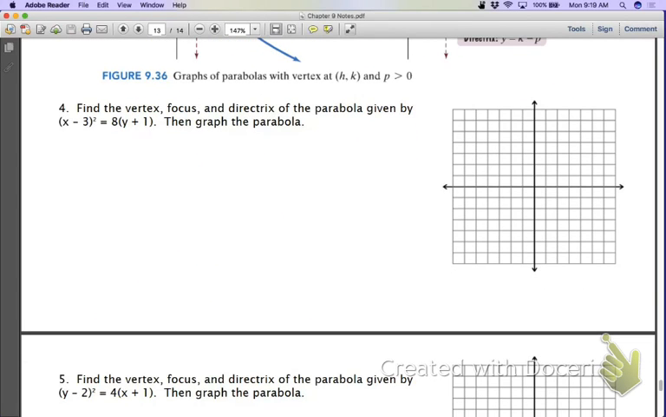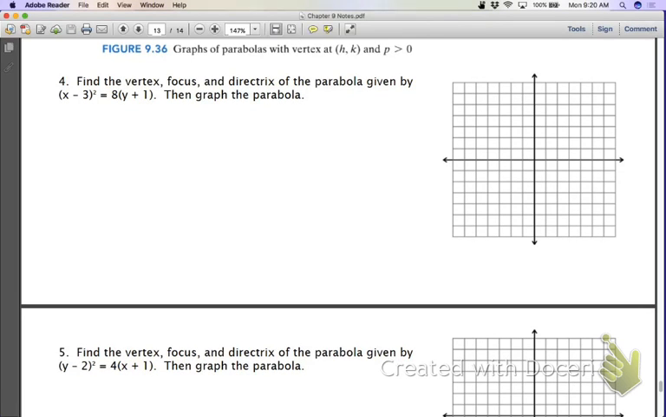So it says find the vertex, find the focus, and find the directrix of the parabola, and then graph it. Similar to what we've done for a week or so now: find the vertex, the focus, and then the directrix. Where's my vertex going to be if it's x minus 3 squared equals 8 times y plus 1?